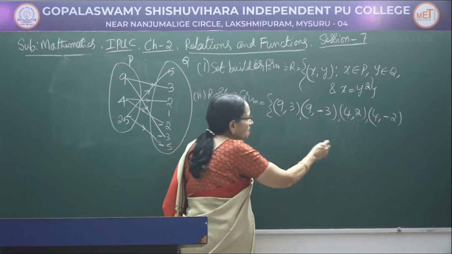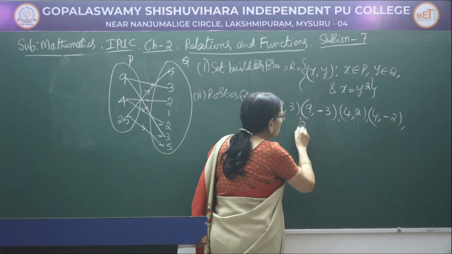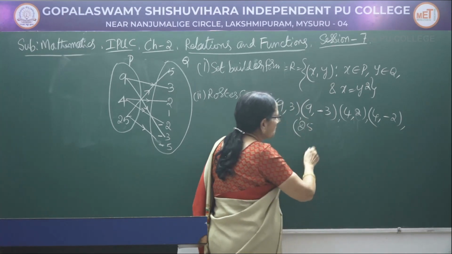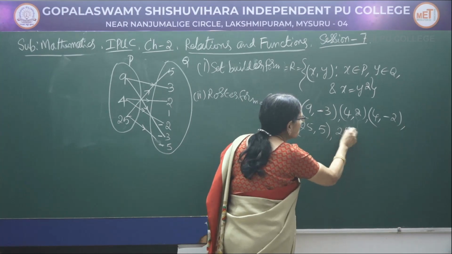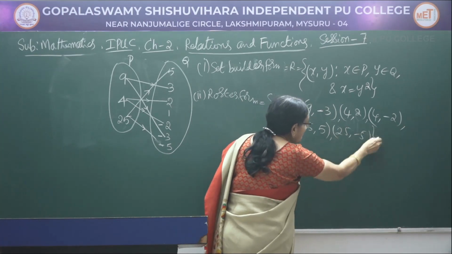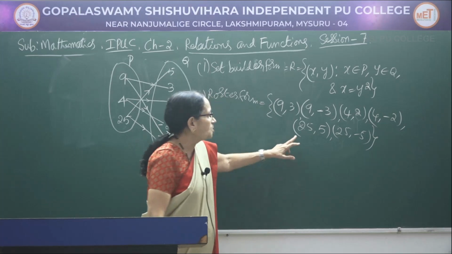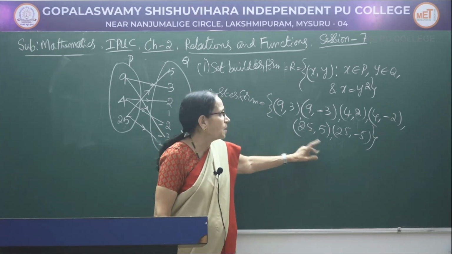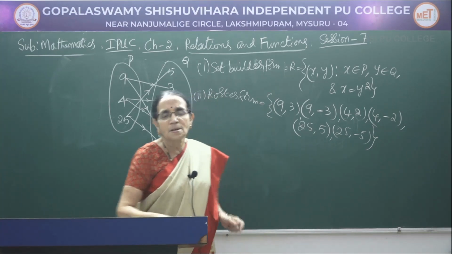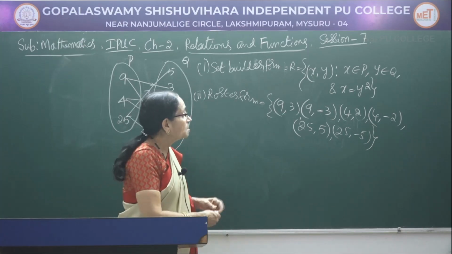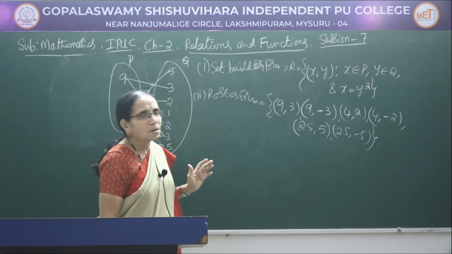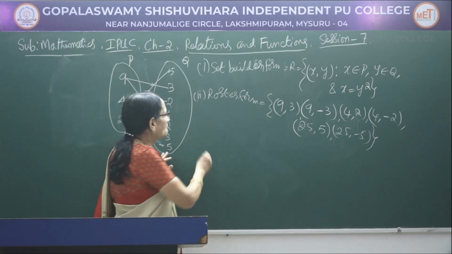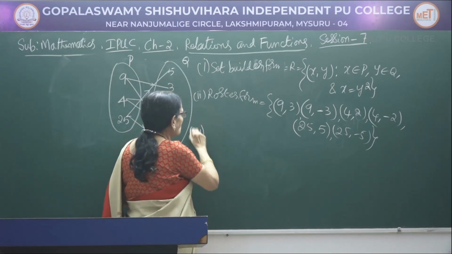And the next element is 25. 25 belonging to the first set is associated with plus 5, and it is related to minus 5, because 25 equals plus 5 whole square and 25 equals minus 5 whole square. So this is how we have to write the elements in the roster form and also in the set builder form. Now we have to write the domain.